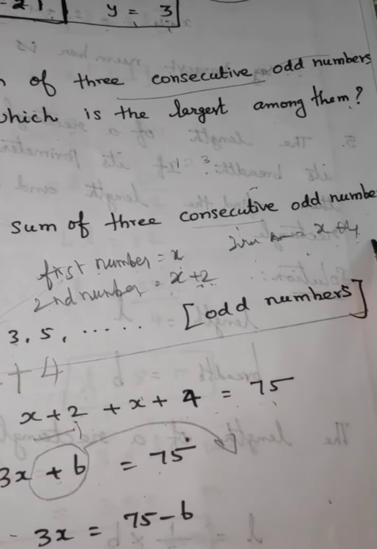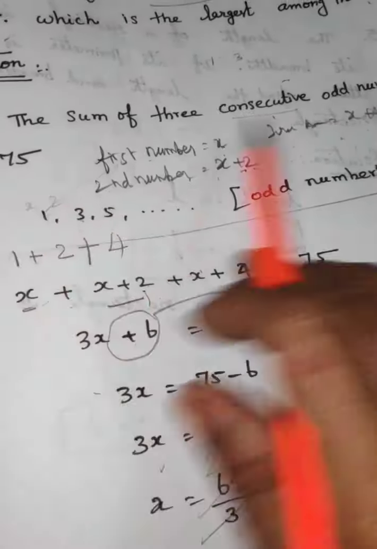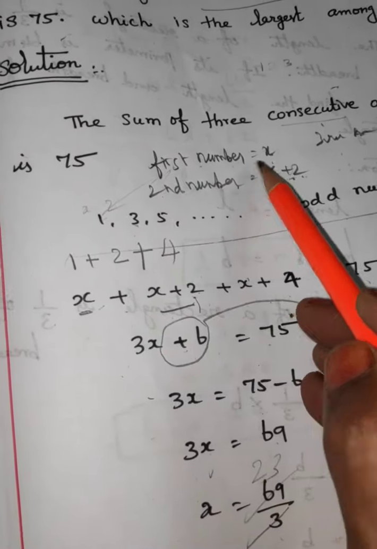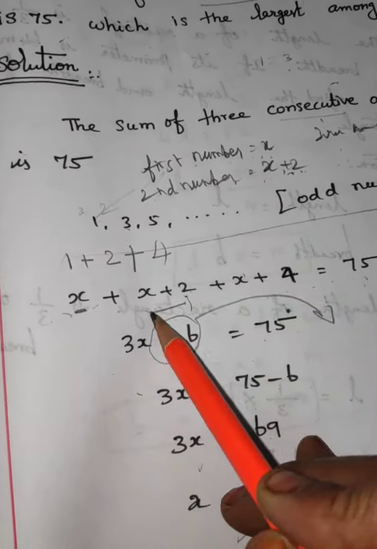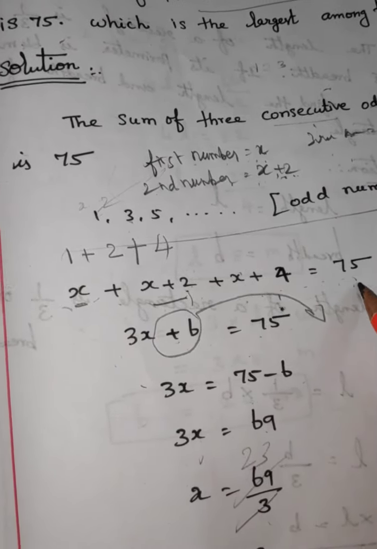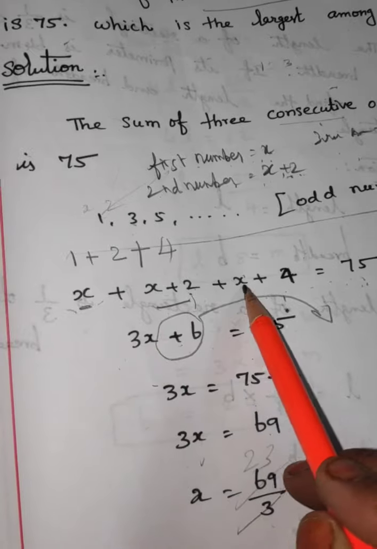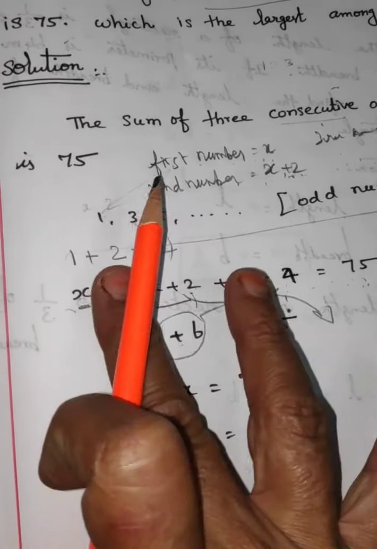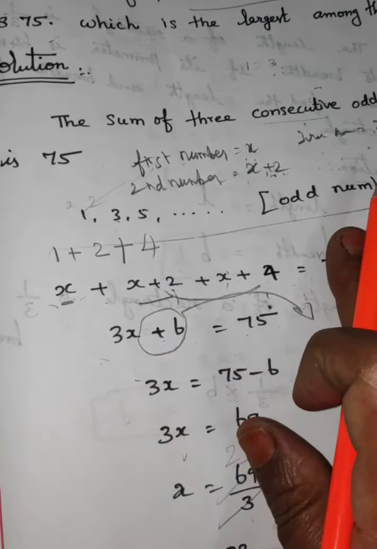Third number equal to x plus 4. So these 3 numbers add and get the answer equal to 75. Which 3 numbers? First number x, second number x plus 2, third number x plus 4. You get the answer equal to 75. x plus x plus 2 plus x plus 4: 3x plus 4 plus 2 equal to 6.